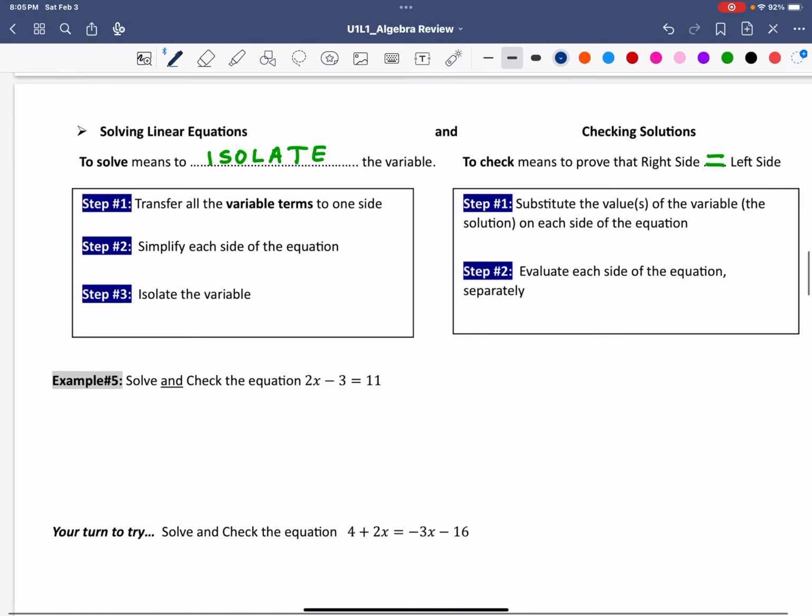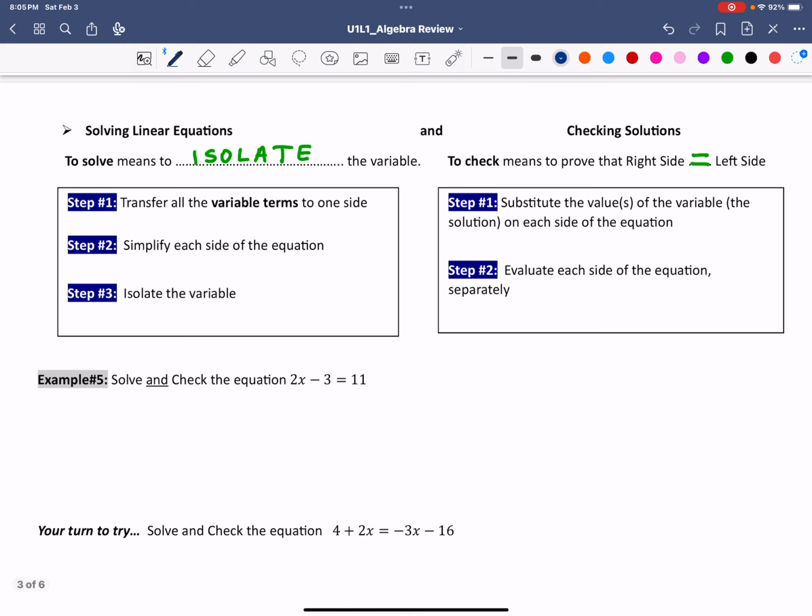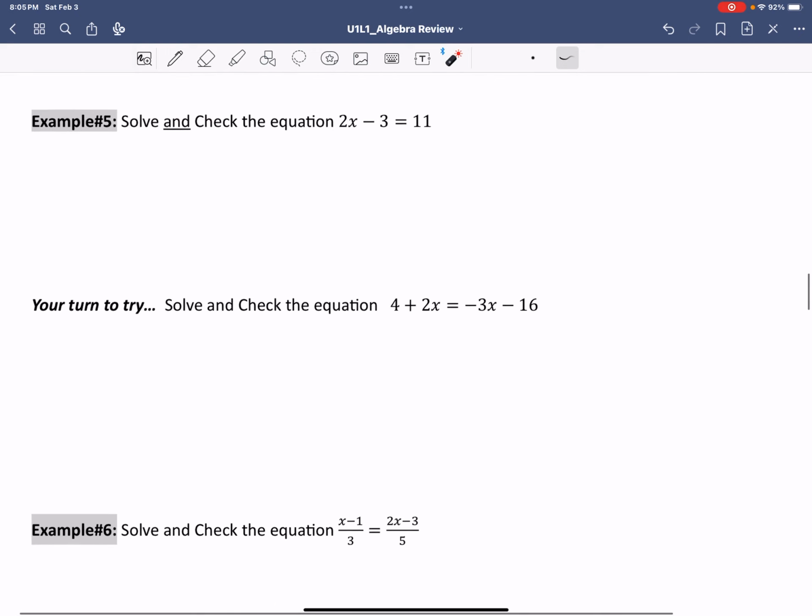Next, we'll take a look at solving linear equations. Now, to solve an equation means to isolate the variable. So the way we have done this with linear equations is by transferring all the terms, variable terms, to one side and the numbers to the other. We simplify each side and then we isolate the variable. So let's take a look at our first example.